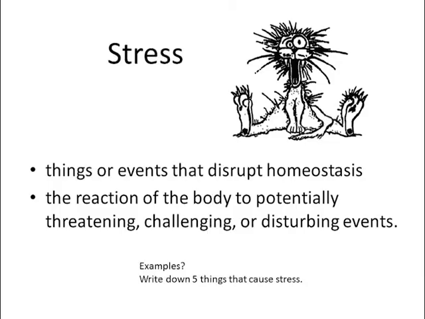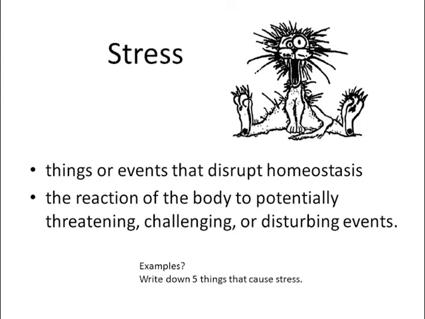So there are things that will disrupt homeostasis, like stress. And sometimes stress can be a good thing, and sometimes it can be a not good thing, as we all know. So stress is the reaction of the body to potentially threatening, challenging, or disturbing events. So take a minute and write down a couple things that cause you stress. You can stop the video for a second and write down some things that might cause you stress.